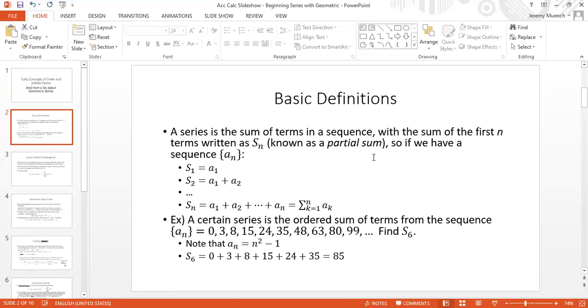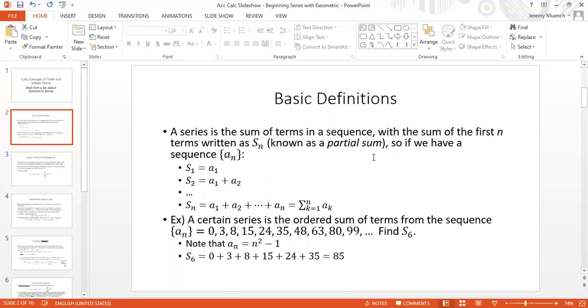So if we have some sequence A sub n, then S sub 1 is just A sub 1. S sub 2 is A sub 1 plus A sub 2. S sub n is A sub 1 plus A sub 2 plus and so on, plus A sub n, which we can just write as the sum from k equals 1 to n of A sub k. So this is just adding together all the terms of a sequence. Neat. That's really what's going on when we talk about a series. It's just a sequence with plus signs instead of commas.